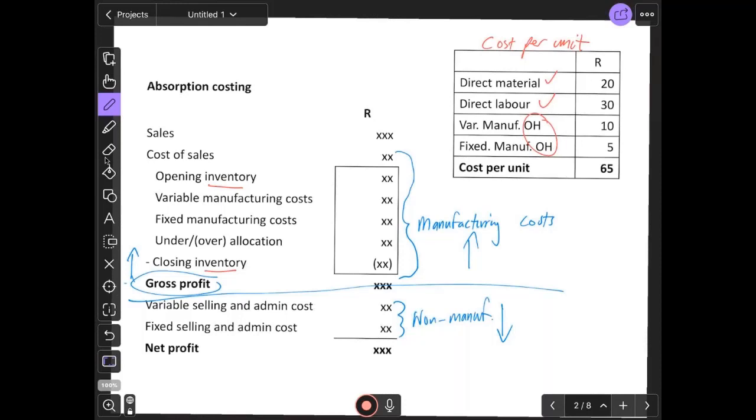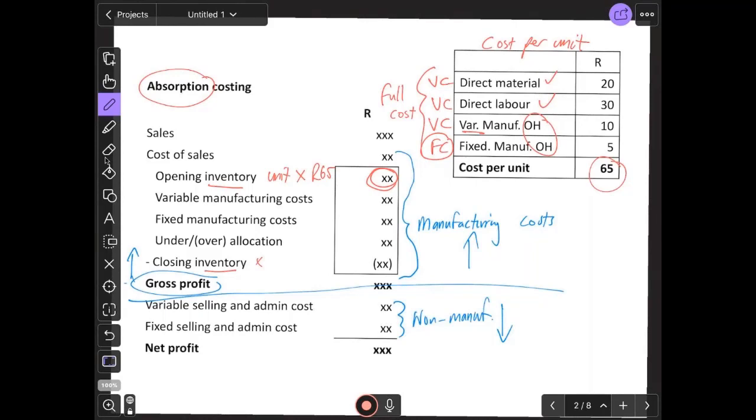See, we've got a variable cost, that's direct material. Direct labor is a variable cost. Variable manufacturing overheads is a variable cost. But we also include our fixed manufacturing overheads. And that is why absorption costing is referred to as full cost. It's because we include the fixed manufacturing overheads as well. So the inventory value here will be the units times the full cost. And the same for closing inventory.